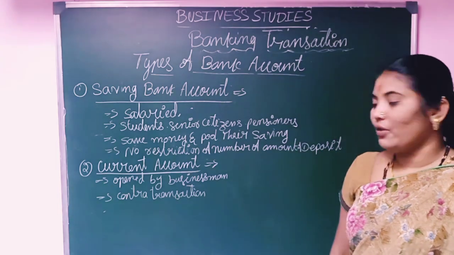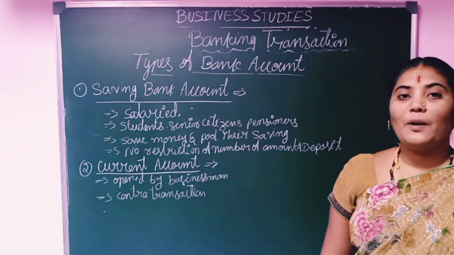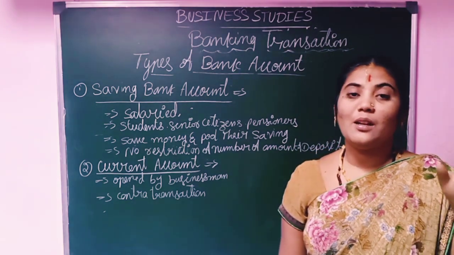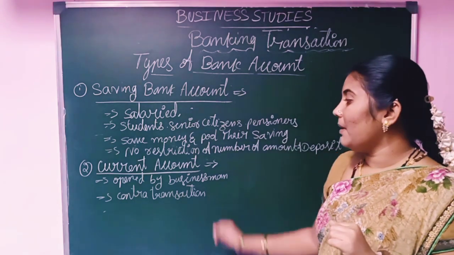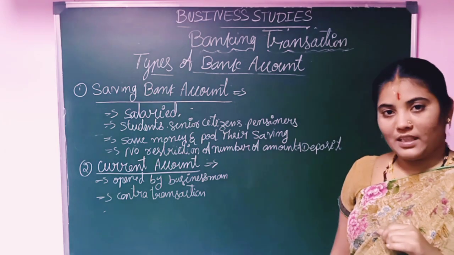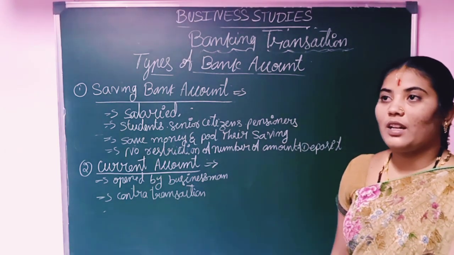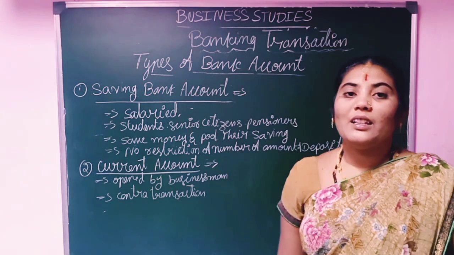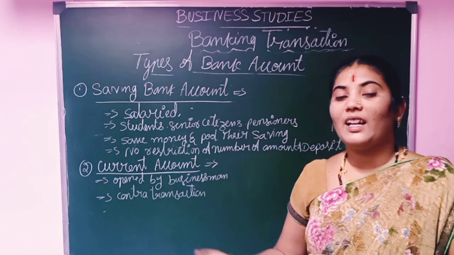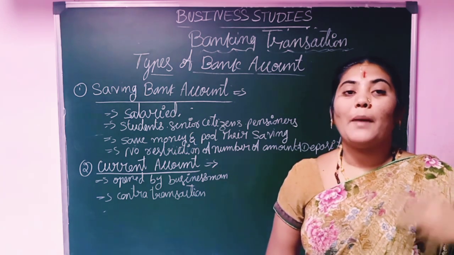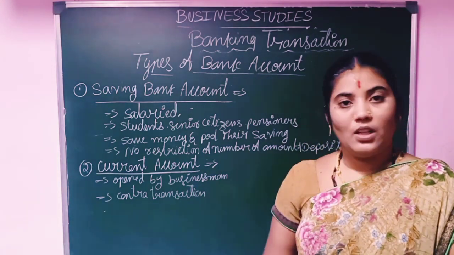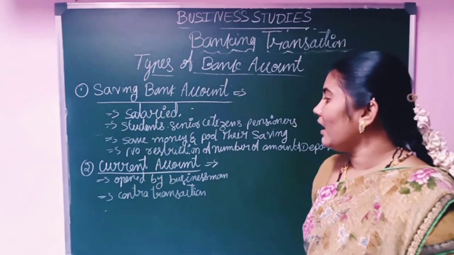For the current account, you should write that this type of account is opened by a business person who transacts many times in a day, who does more transactions. So that person opens a current account, for example business persons. Next you should write that contra transactions are there, but no interest is given by the bank for these transactions. Otherwise, the bank cuts some more service charge from the customer. Okay, this is all about the current account.